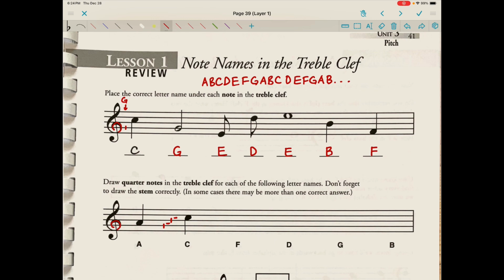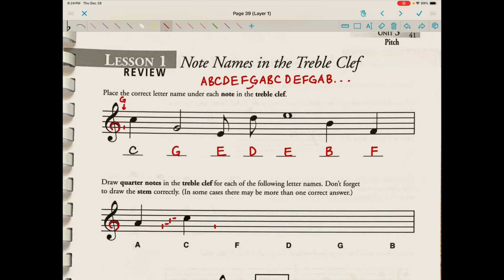So I'm going to start right here on a G. And now I'm going to first of all just step back 1 letter name to this F. So the very next space actually would be an F. So I'll draw a quarter note there first of all. And then the stem will go up and on the right because this note is below line 3.